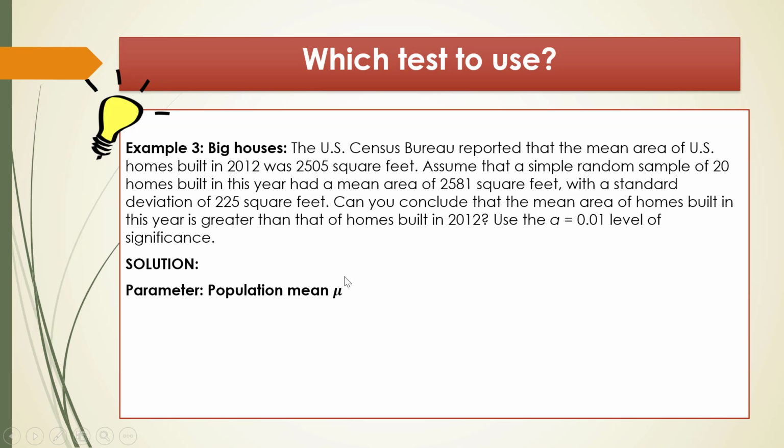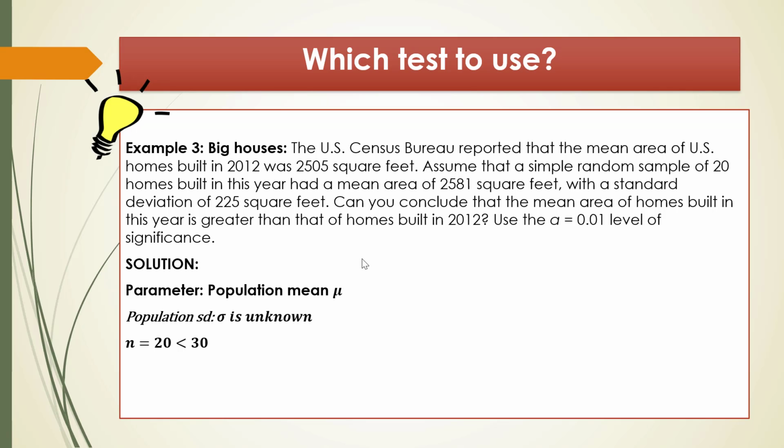The next question is whether the standard deviation is known or unknown. We don't have any information about the population standard deviation, only the standard deviation of the sample, which is 225. So the population standard deviation in this situation is unknown. So we think about the t-test, but to see whether the t-test is applicable, let's check the sample size. The sample size here is 20, which is less than 30. So the central limit theorem is not applicable.